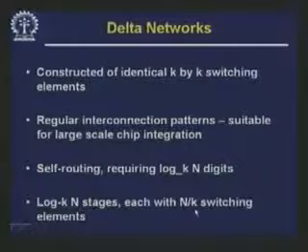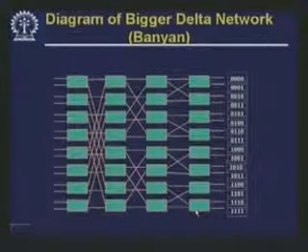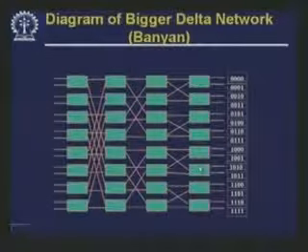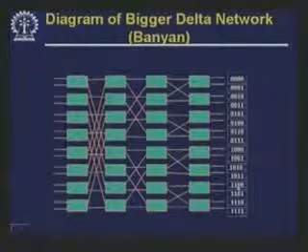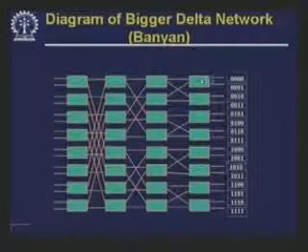All right. So this is the picture that we had seen earlier. This is the diagram of a bigger delta network, maybe with 16 input lines and 16 output lines. As you can see, this is a 4-stage switch, because for 16 lines, in order to code it, you will require 4 bits, from 0000 up to 1111. So if you require 4 bits, you will require 4 stages, as we have shown over here.